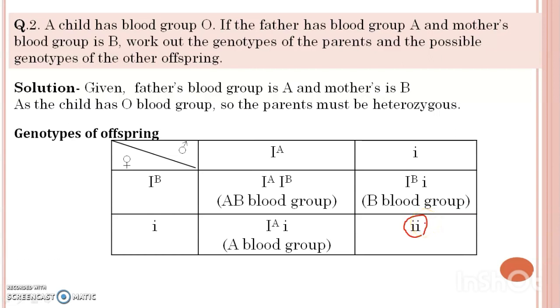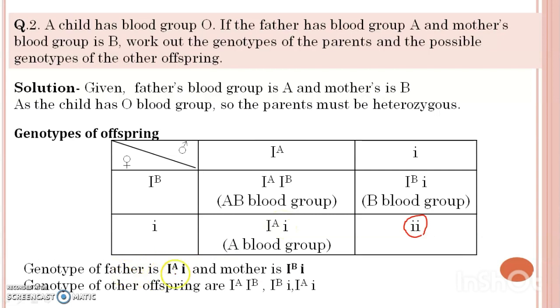So the answer for this question is the genotype of the parents, which are IAi and IBi, and the genotypes of the other offspring, which are these three. Okay, so the genotype of the father is IAi and the genotype of the mother is IBi, and the genotypes of the other offspring are IAIB, which means AB blood group, IBi means B blood group, and IAi means the A blood group.